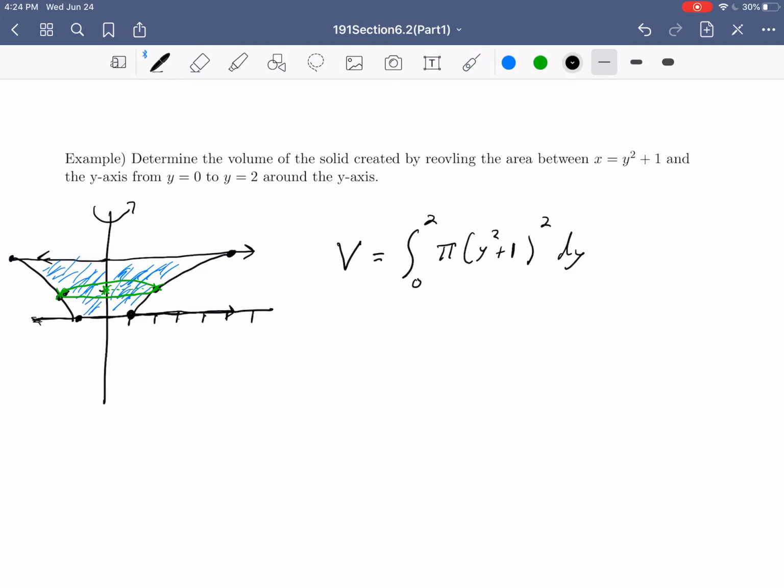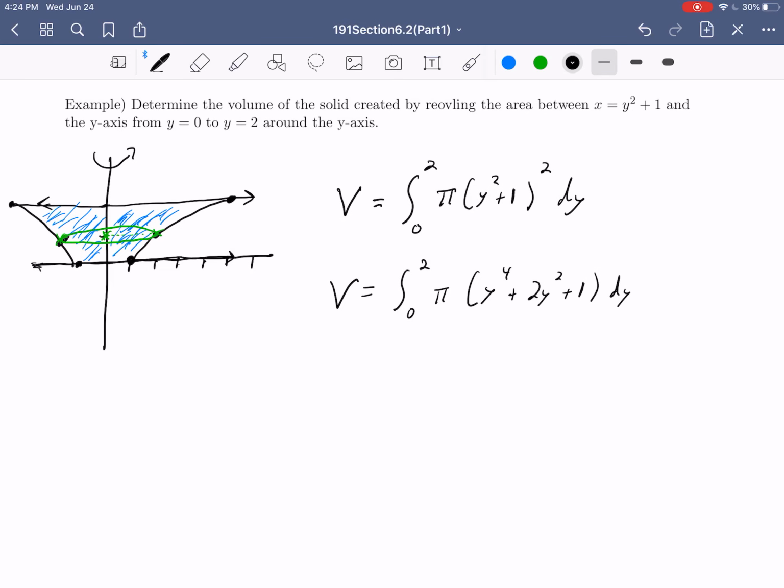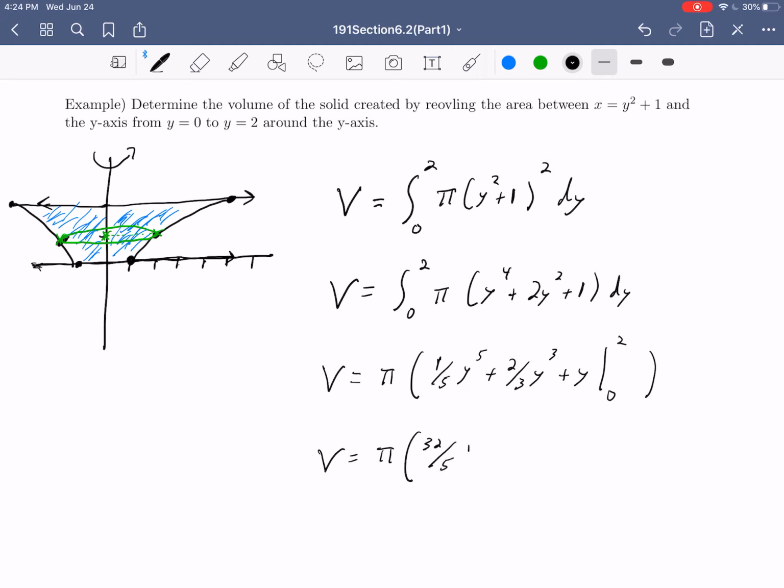How do we actually determine this volume? Well, we'll have to expand it out. This is the integral from 0 to 2 of pi times y to the 4th plus 2y squared plus 1 dy, which we can say is pi times, inside, 1/5 y to the 5th plus 2/3 y cubed plus y, evaluated from 0 to 2. And we should get pi times 32 over 5 plus 16 over 3 plus 2, minus 0 when we plug in the 0. And there's our volume.